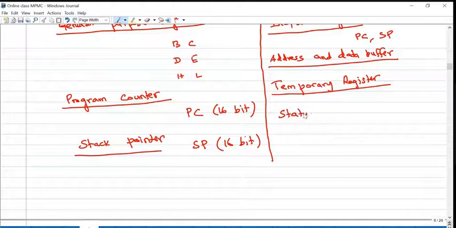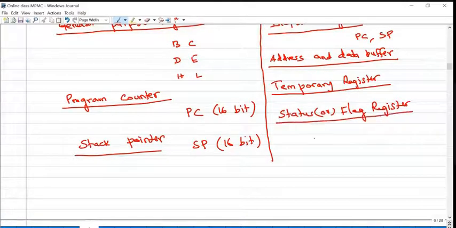Next one is status, the other name is the flag register. This is an 8-bit register we discussed yesterday. It shows the status of the arithmetic and logical operation result: whether the result is negative or positive, zero or non-zero, whether any auxiliary carry is generated or not, whether the parity is even or odd, and whether a carry is generated or not. So this is the status and flag register. And then interrupt.